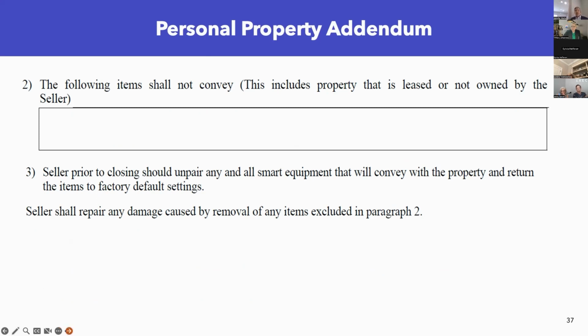Now, interestingly enough, note the last line. Seller has to repair any damages if we say we're keeping something and we took it down. So the bathroom mirror that really needs to go with us, if we took it down and left the wall anchor holes there because it was a big heavy thing, we've got to put that back. So how much do you really want that mirror? Your seller has to decide, right? Call the drywall repair guy.